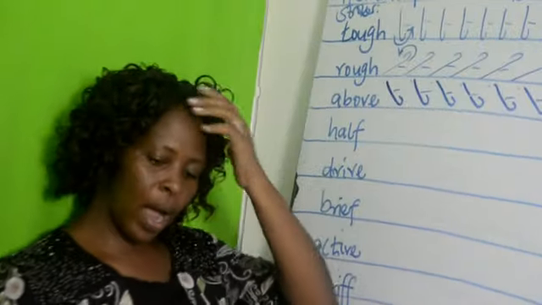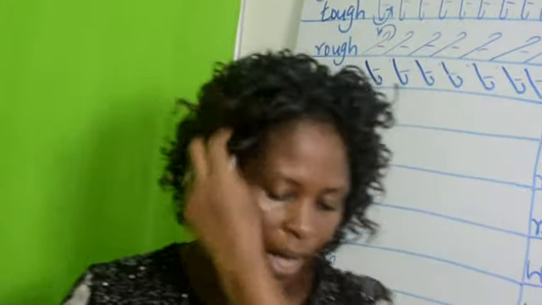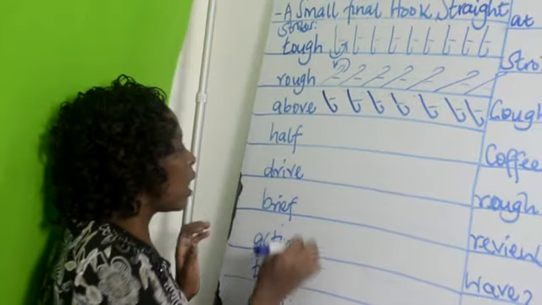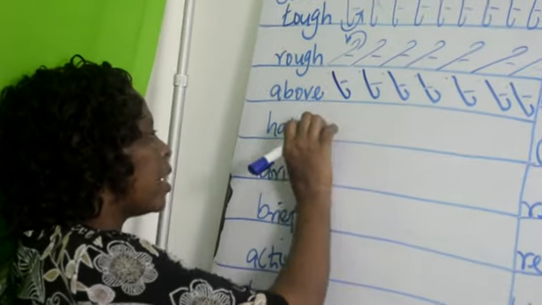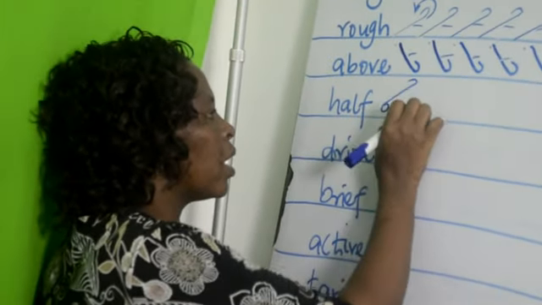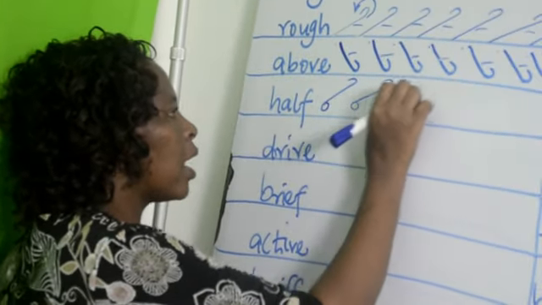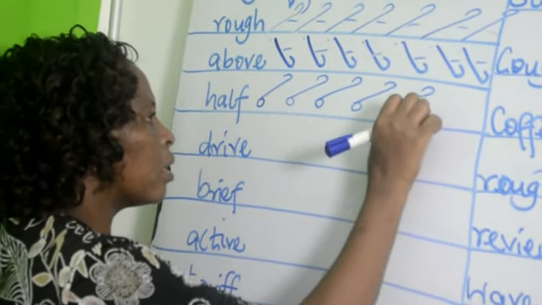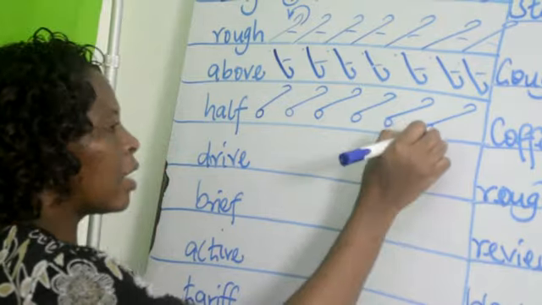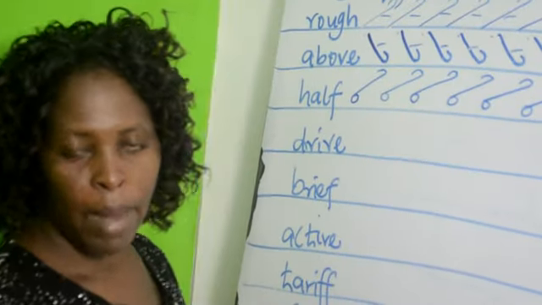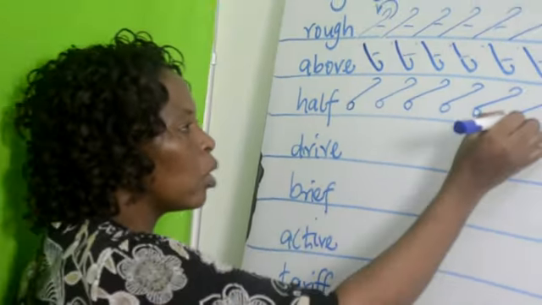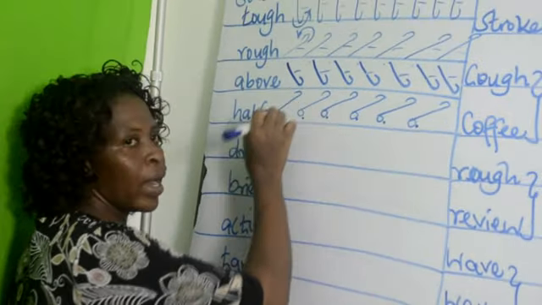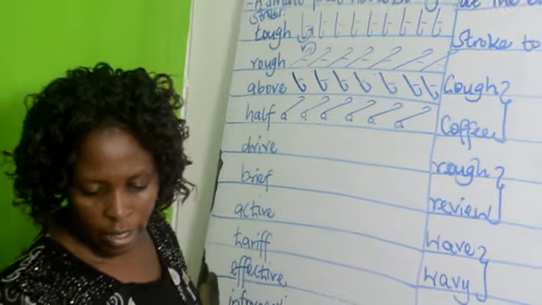Then we have the word a half. A half is an upward H above the line, hooked for F. A half. And we are drilling it above the line because of long H, a first place vowel.